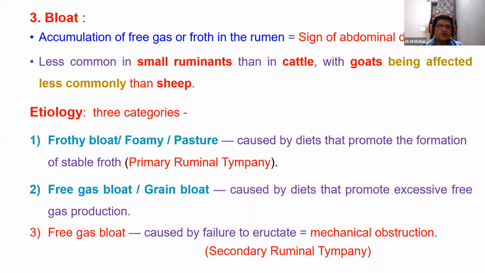The etiology of bloat can be categorized into three types. First is the frothy bloat or foamy bloat or pasture bloat, caused by diets that promote the formation of stable froth, and it is also known as primary ruminal tympany. Second is the free gas bloat or grain bloat, caused by diets containing grains, which promote excessive free gas production. Third is the free gas bloat that accumulates due to failure to eructate, that is, mechanical obstruction, and it is regarded as secondary ruminal tympany.